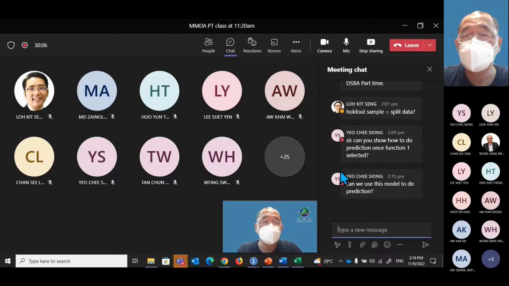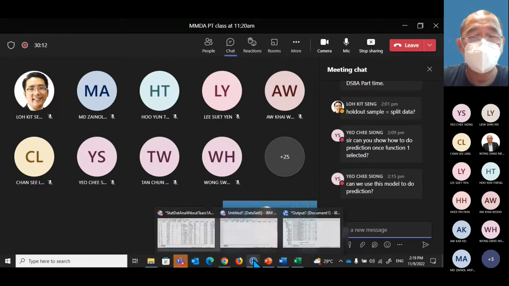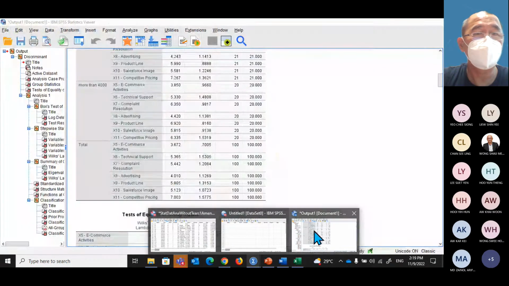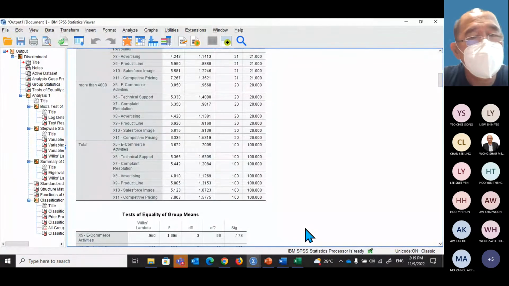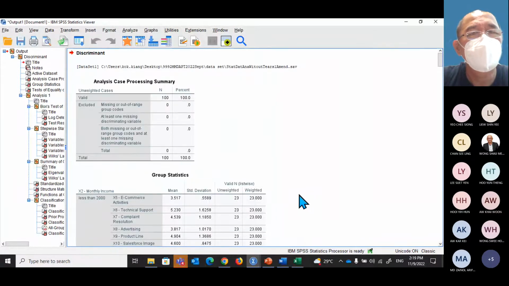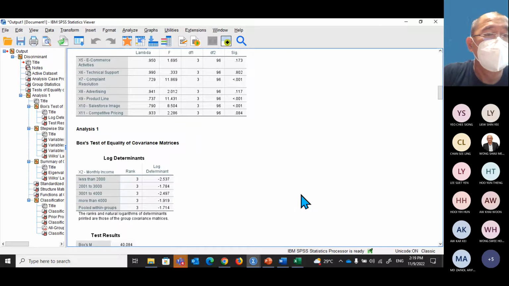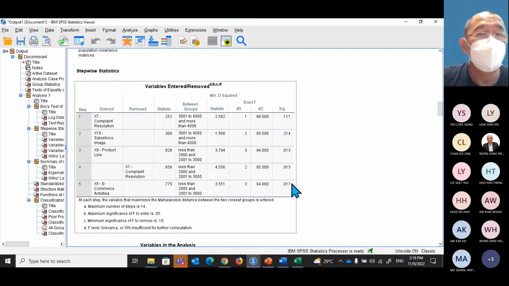Yeah, so this answers your question. Okay, so now we see the D square right now. Yeah, correct. So this method is using the Mahalanobis distance. Therefore they use D square. I mean the method is called Mahalanobis distance, but the statistic that they use is D square.